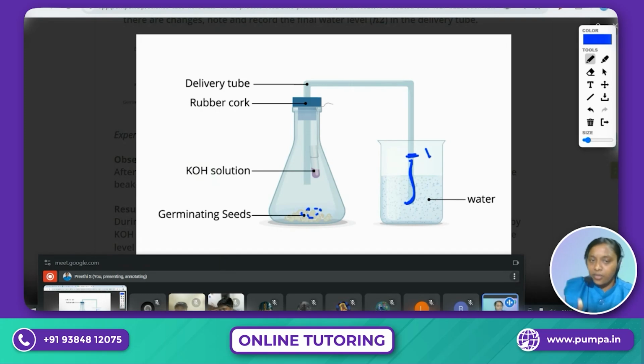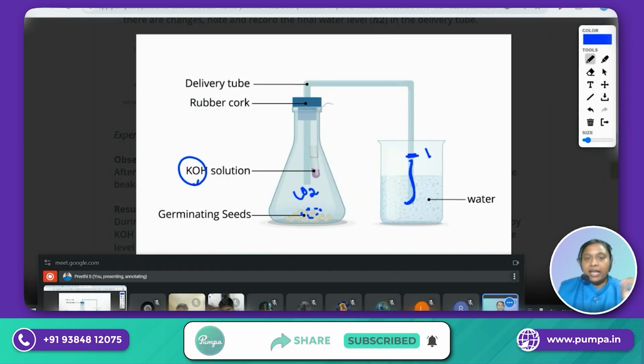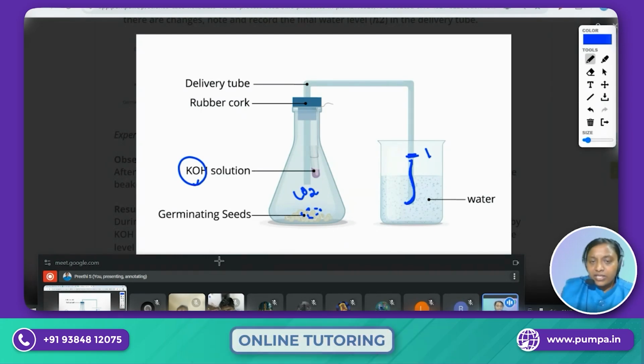there will be the respiration process that would have been done in the germinating seeds, and then carbon dioxide will be released. Whatever carbon dioxide is released, the KOH solution would have absorbed it, and because of it, a vacuum, so nothing is there, right?